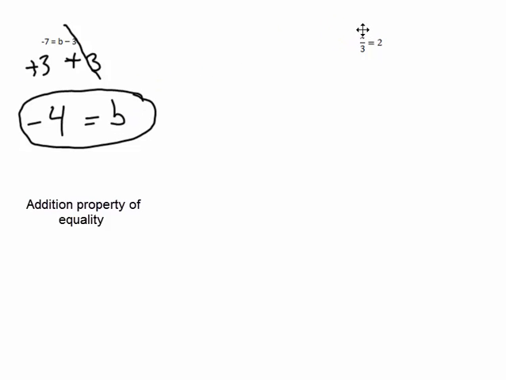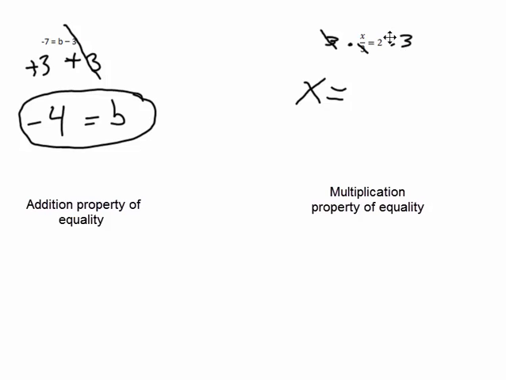And for this problem here, I have x divided by 3 equals 2. Well, the opposite of division is multiplication, so I'm going to multiply by 3. And now this 3 cancels with this 3, and I'm left with x equals, and 2 times 3 is 6.